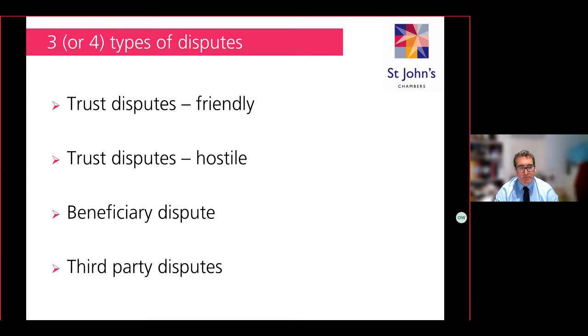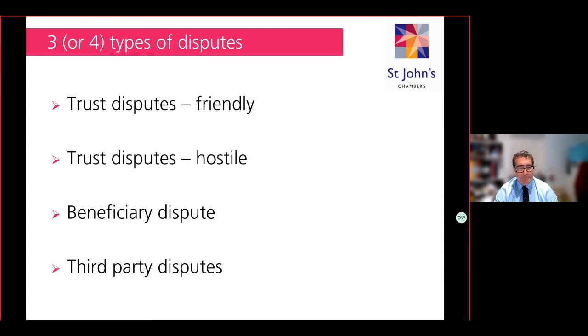There are also hostile trust disputes. That's usually where there's no uncertainty as to the terms of the trust, but perhaps as to the status of the beneficiaries in between them. So that might be: judge, my cousin says he's a beneficiary under clause 3 of the will, but in fact he's not. Please rule in my favour. Then there are beneficiary disputes. These are disputes as between the beneficiaries and the executors. So primarily a claim in devastavit or something like that. Judge, please hold the executor to account because they have run off with all the money.